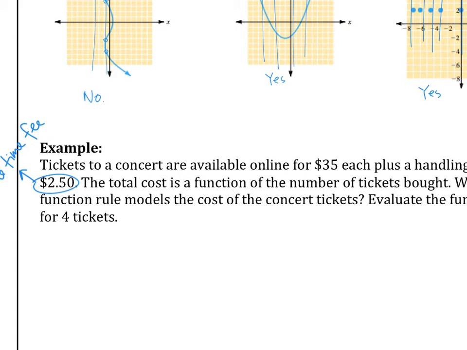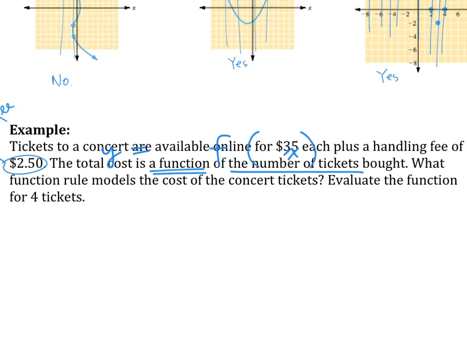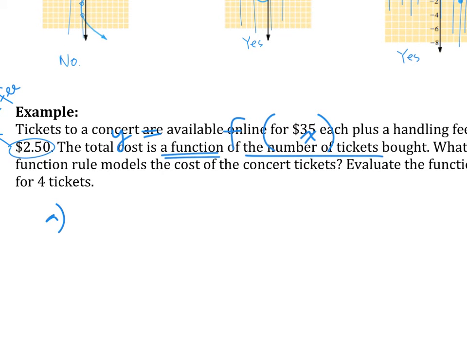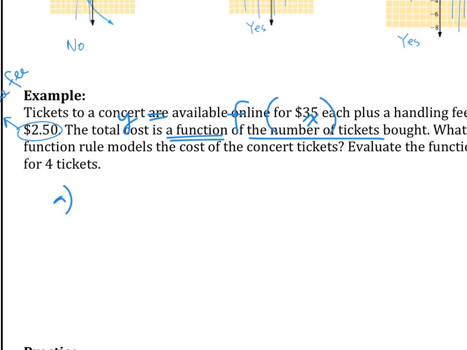The total cost is a function of the number of tickets bought. So, remember we're talking about functions today, the number of tickets is going to be my x, and then what comes out, the total cost, is going to be my y. So total cost is, remember, is means equal, a function of the number of tickets. What function rule models the cost of the concert ticket? That is part A. Evaluate the cost or the function for 4 tickets. That is B. Okay, so first we need to write a function.